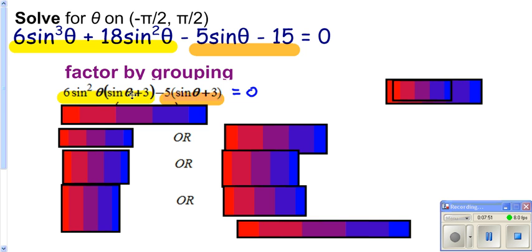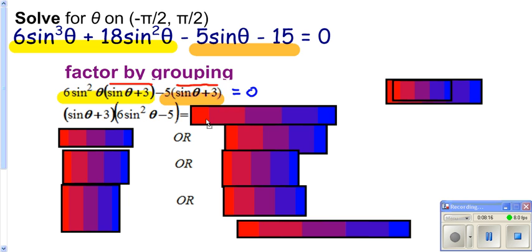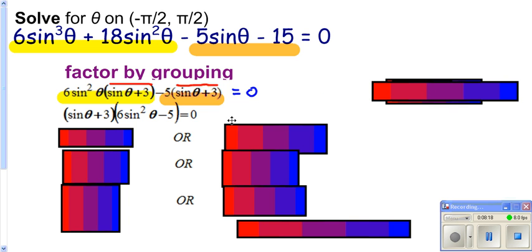Since both parentheses that we have right here are the same, all you have to do is pull that parenthesis out, because that's like your common factor now. Pull out that sine plus 3. So it disappears. It leaves you here. That disappears with the 6 sine squared x minus your 5 equal to 0.